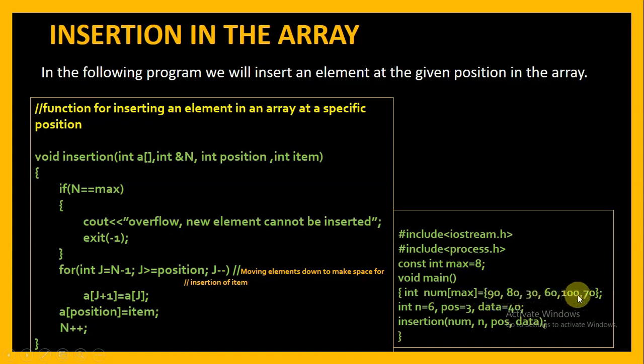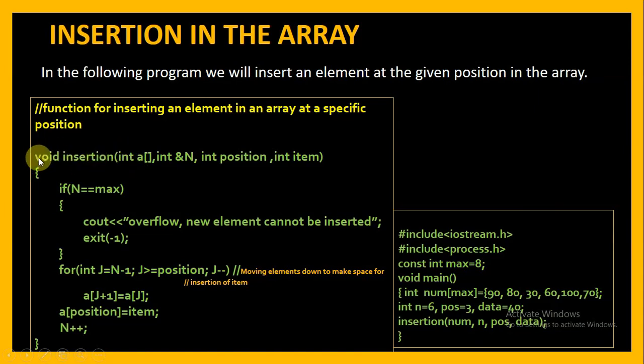These elements are present in the array beforehand, and so n is 6. You can see there are already 6 elements and the size is 8. And at position 3, I want to insert data 40. So I will call this function insertion, in which I am passing the name of the array, the total number of elements present in the array, the position at which I want to insert the data, and the data which I really want to insert. And this is the function.